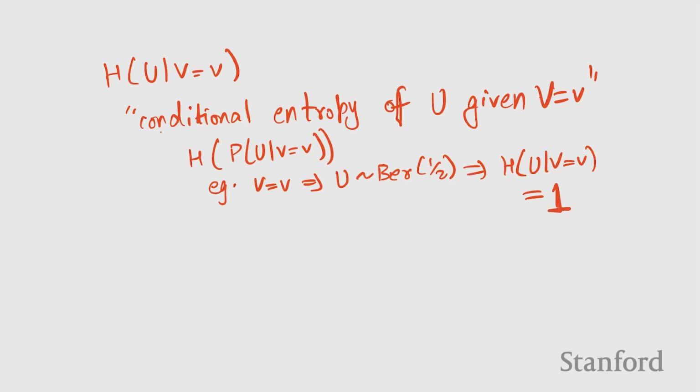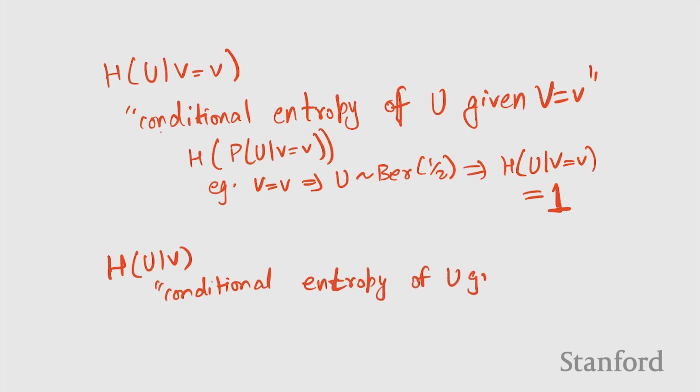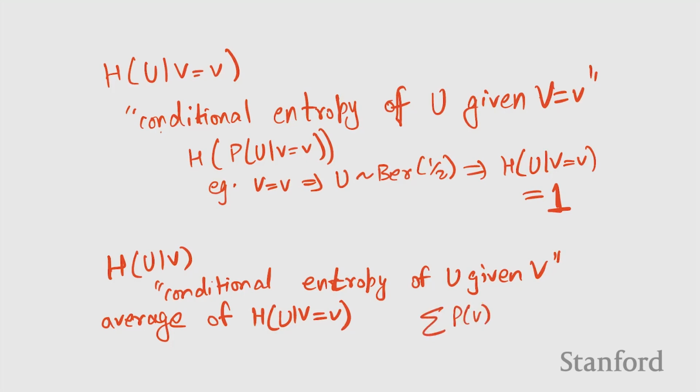So this one we are very comfortable with. We have seen this a few times now. Okay, and then the second thing we define is the conditional entropy of U given V. So this is an average of the above quantity. So this is like, on average, what is the conditional entropy of U given V? And therefore it is defined as the sum over v of P(v) H(U given V equal to v).